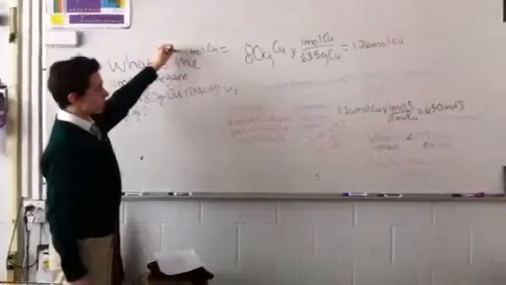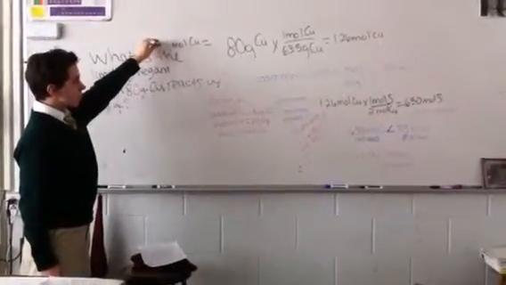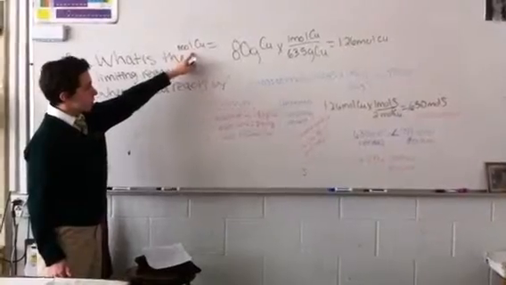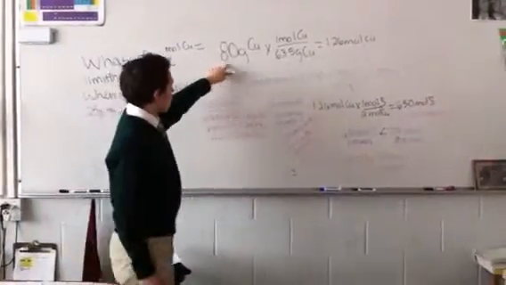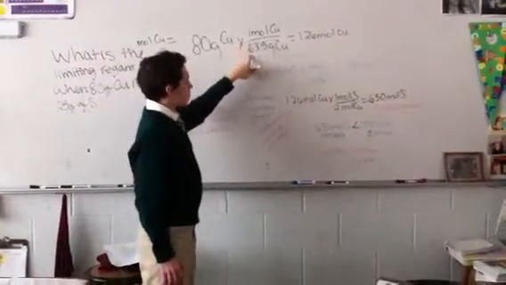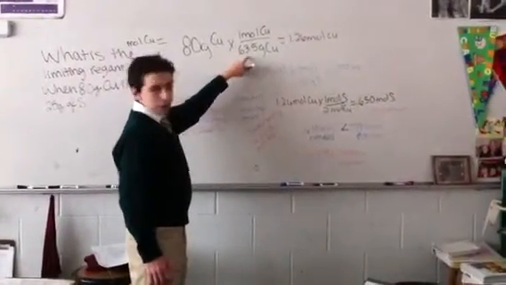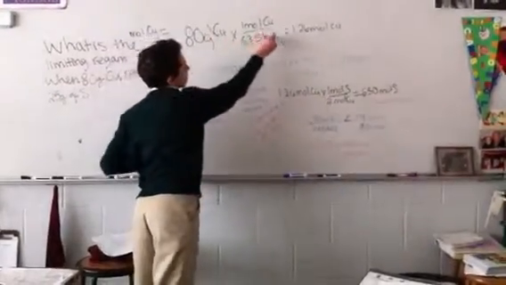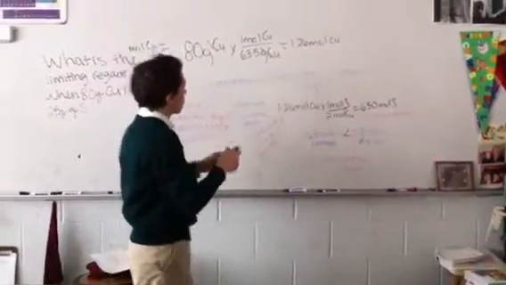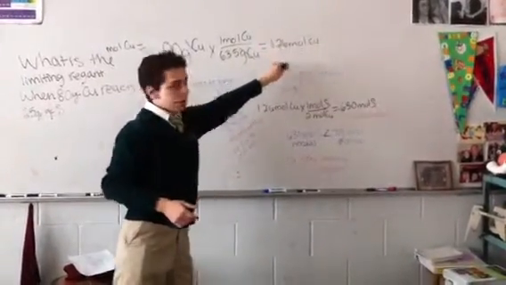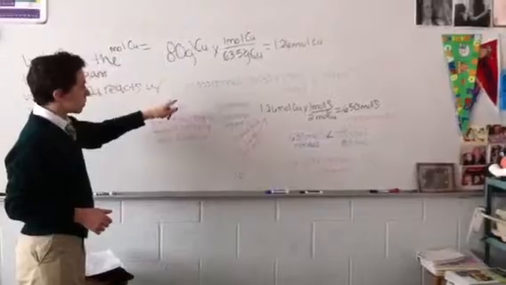So first you have to set up the problem using dimensional analysis. What you're looking for is moles of copper. And we have 80 grams of copper times 1 mole of copper over 63.5 grams of copper. Then these cancel, and you end up with 1.26 moles of copper.